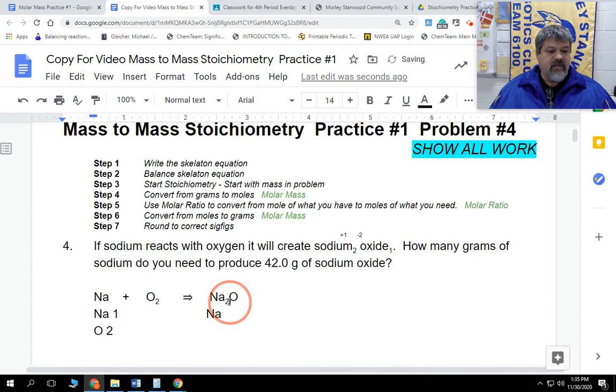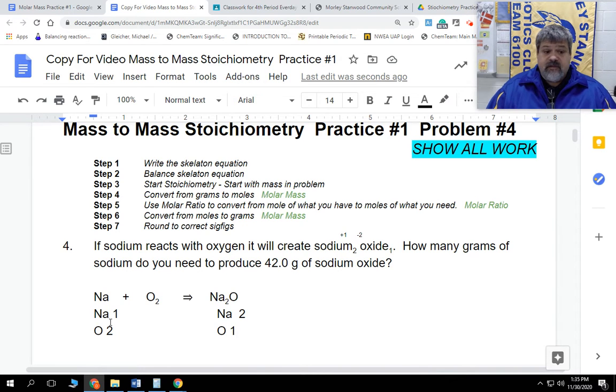Now where did the 2 come from? This subscript right here tells me I have 2 of them. So we're going to put 2 down, and then we're going to tab over and do our oxygen. So our oxygen is going to be how many? Not this 2, there's a 1 down here, so there's only 1. So I have 2 sodiums and that I need to fix, on each side.